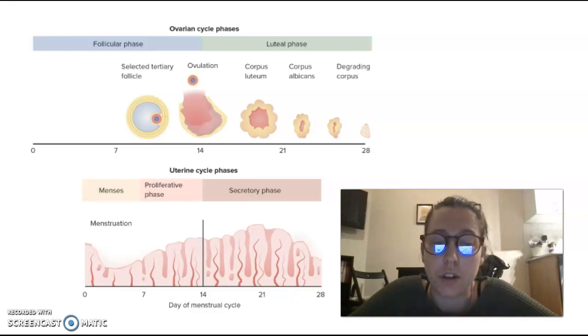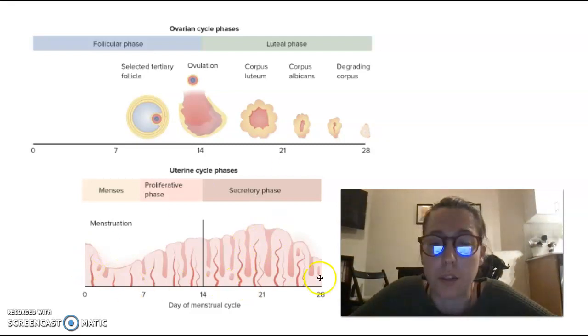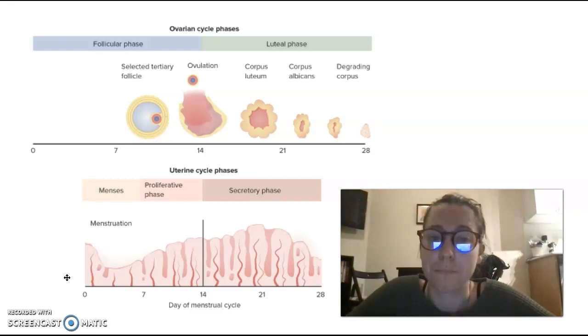If fertilization or implantation does not occur in the secretory phase, then the secretory epithelium that is seen here is shed in menses. So that would loop us back around to the start. And as you can see here, both the ovarian and the uterine cycles are happening at the same time. So they do have an interaction on one another as this process is underway.